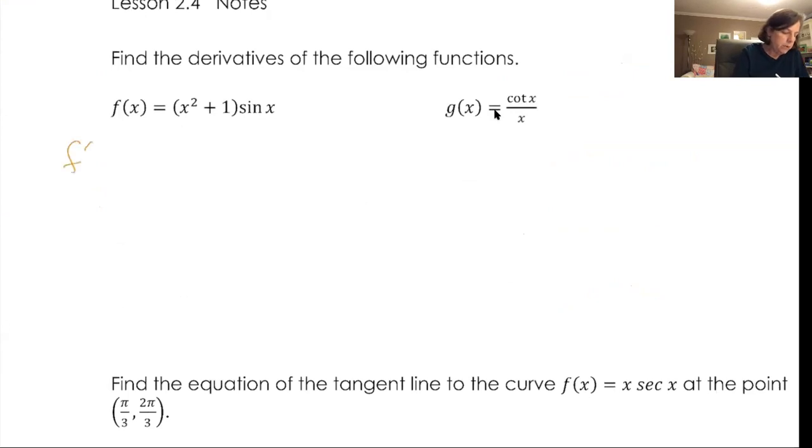Okay, let's just find a couple derivatives here. All right, so f prime of x. Notice I have the product of two functions. Well, I shouldn't call that f of x.